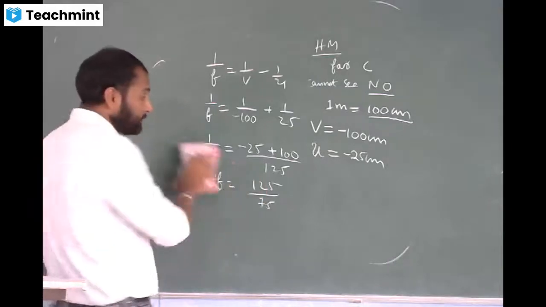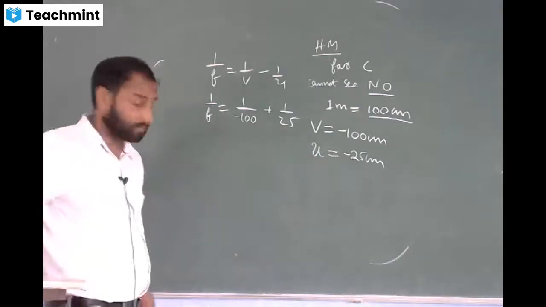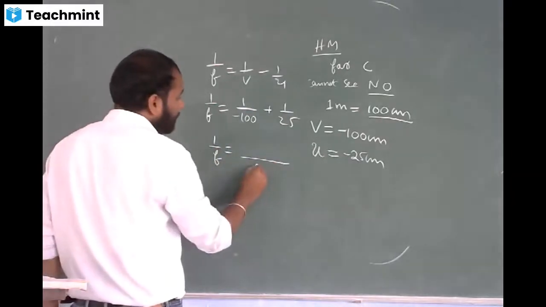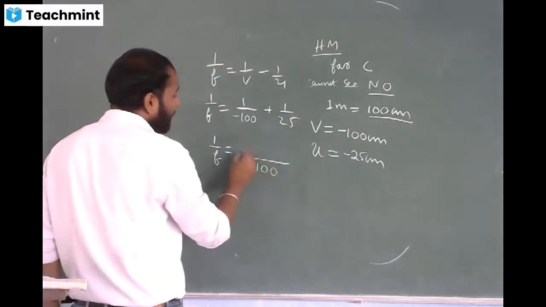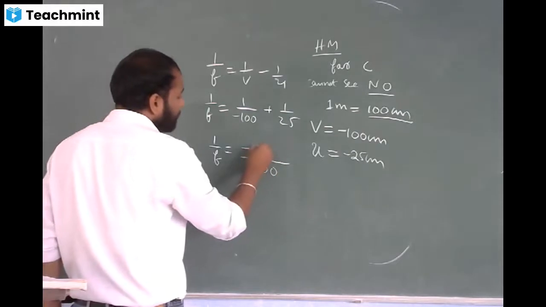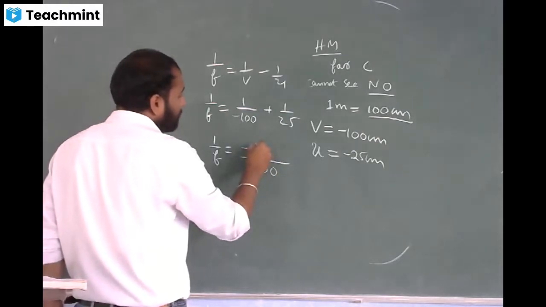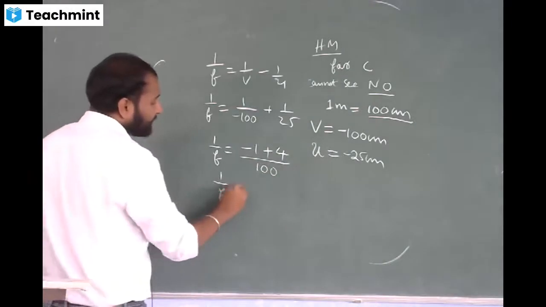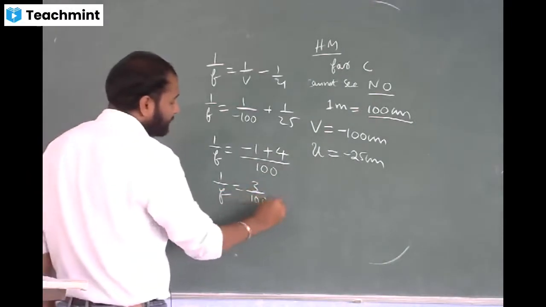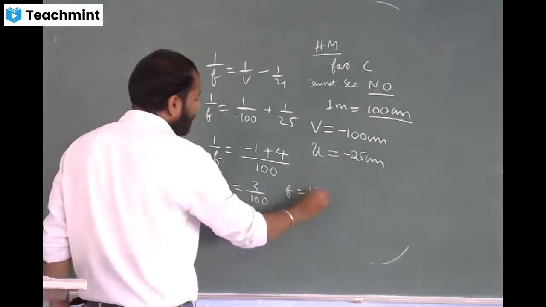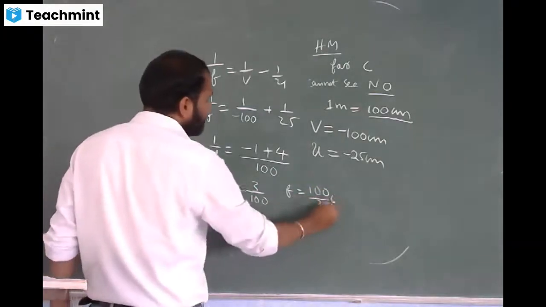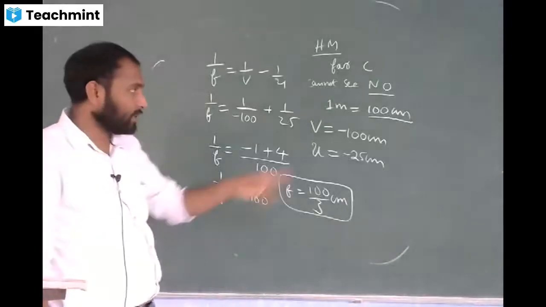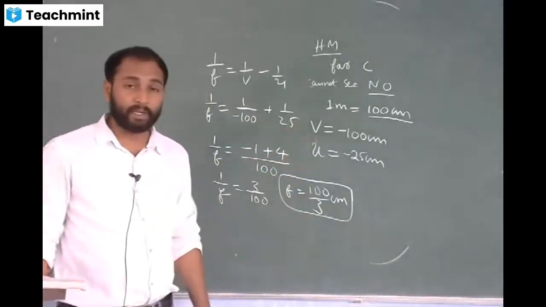Let me take LCM 100. It will become minus 1 plus 4. So 1 by f is equal to 3 by 100. F is equal to 100 by 3 centimeters. Okay, so the focal length of the lens is 100 by 3 centimeters.